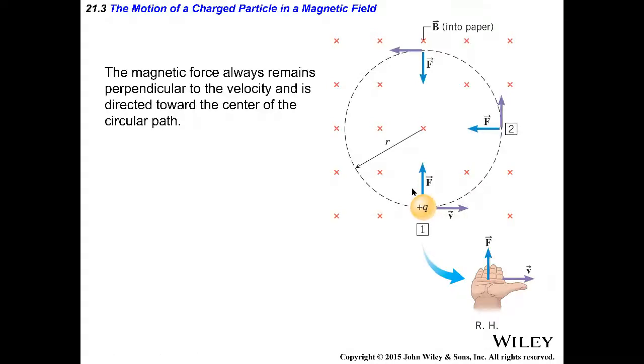Somebody had a question. What was the question? Which direction is the magnetic field? Oh, it's into the paper. The X means that it's into the paper. You got it?